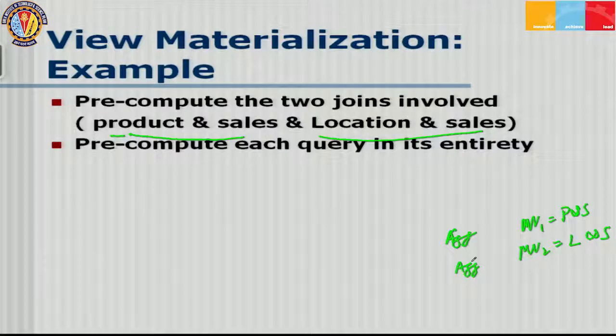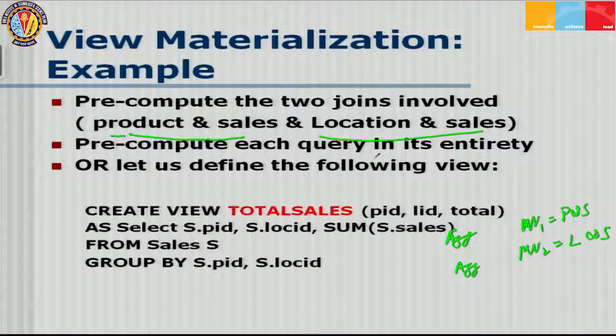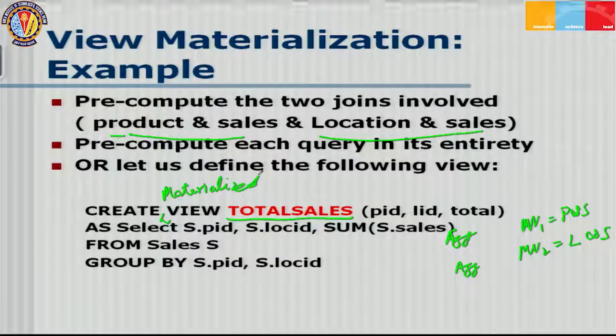Pre-compute each query in its entirety, but I'm saying this is not an option because I don't have enough space for this. Or let us say we define the following view. Actually, this should be a materialized view. So create a materialized view total sales, which is PID, LID and total, that is product ID, location ID and total, as select from this, and I am doing a grouping by PID and LID.